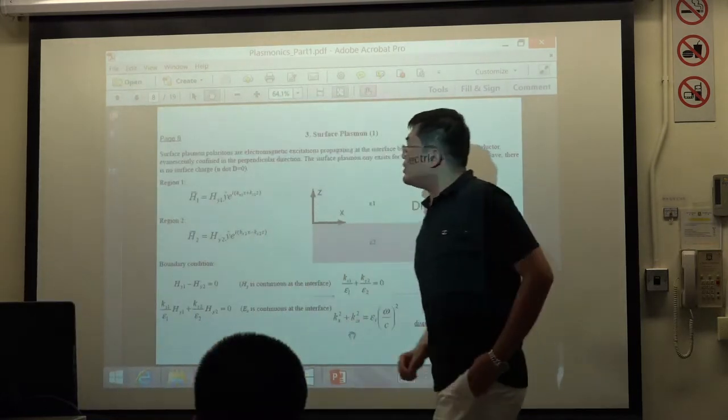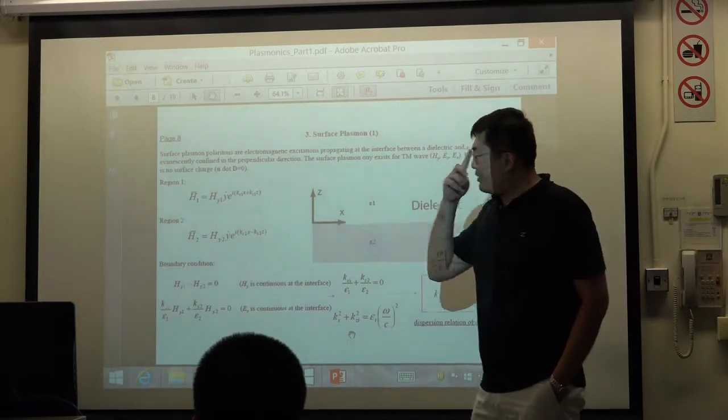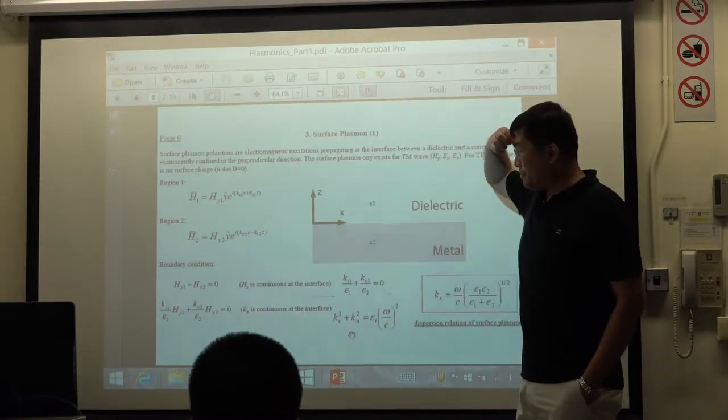How to derive the dispersion relation? This is an example, very simple, not difficult. First, you just assume it's a TM wave or a TE wave.